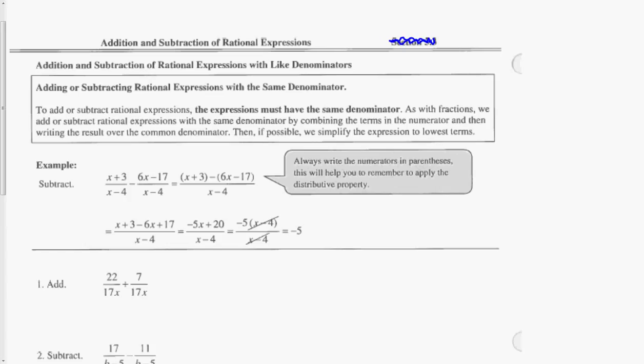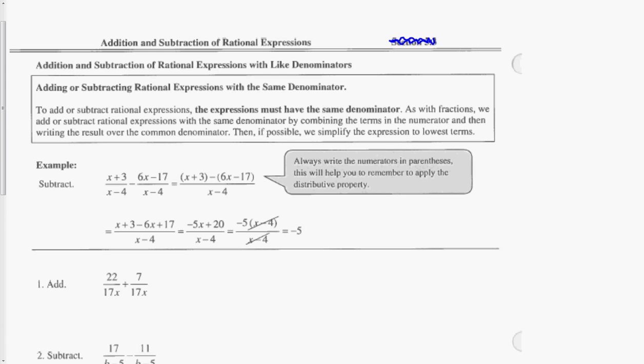I'm going to divide it up for this section. I'm going to divide it up into a couple of different parts because adding and subtracting rational expressions, we've got to talk about how to find a common denominator, what happens when you have like denominators, and so on. The first ones we're going to do are rational expressions that have like denominators.